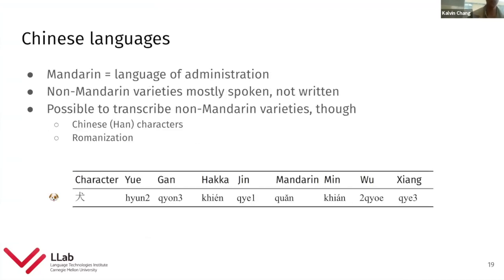The Chinese languages revolve around Mandarin, which is the language of administration in Chinese-speaking societies today. But other non-Mandarin varieties are also spoken, but they're not written, which is very important. However, recently, it's been possible to transcribe these non-Mandarin varieties through Chinese characters or through romanization. Here is an example of different ways to romanize the transcription of doggo in different Chinese varieties using each language's specific romanization. The most famous one that you might know of is Mandarin Pinyin.